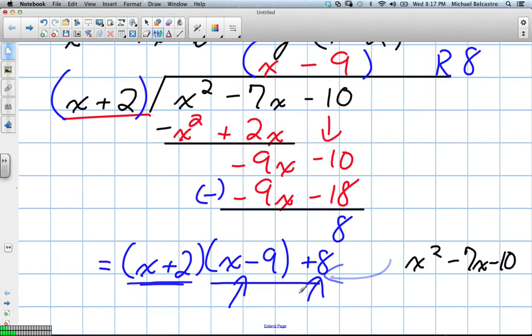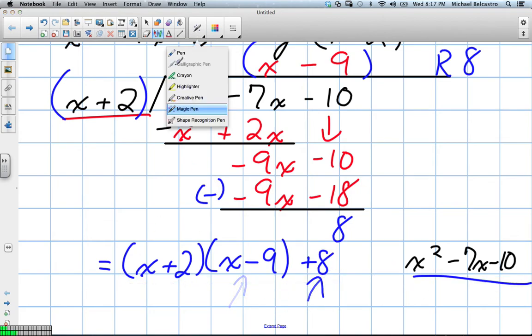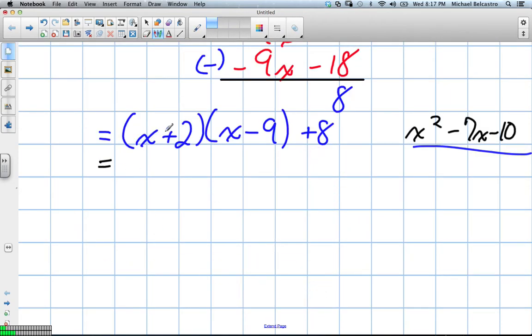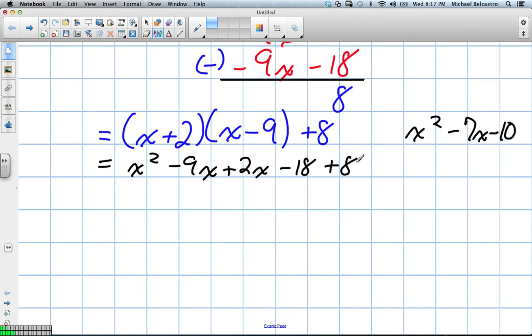To show you how these are similar, I'm going to expand and simplify it, and we'll go back to exactly what we had before. So let's expand this. Do you remember we used FOIL? X times x gives us x squared. X times negative 9. 2 times x. And 2 times negative 9 gives us negative 18. Plus 8. Collect our like terms, negative 9x and 2x.